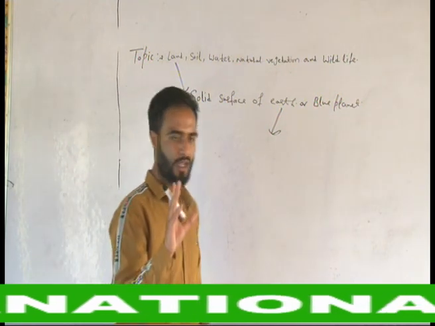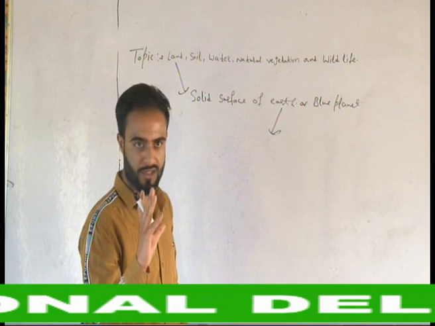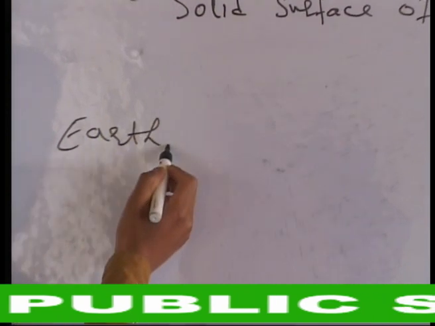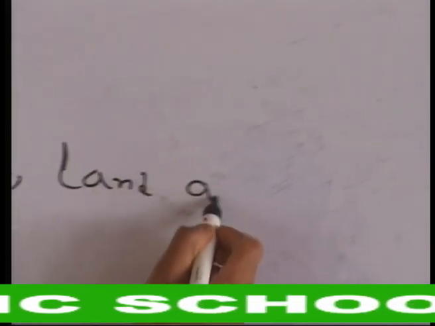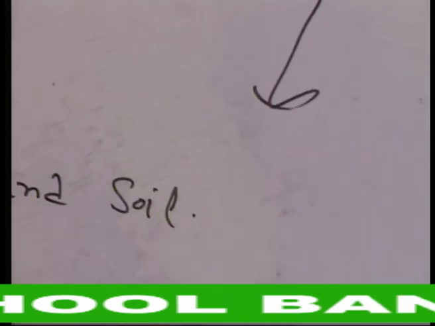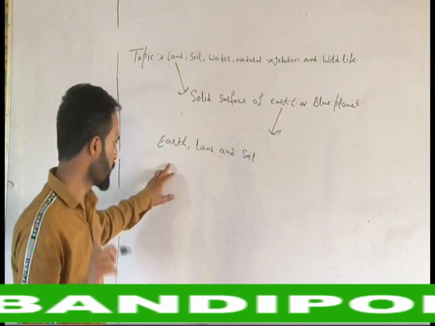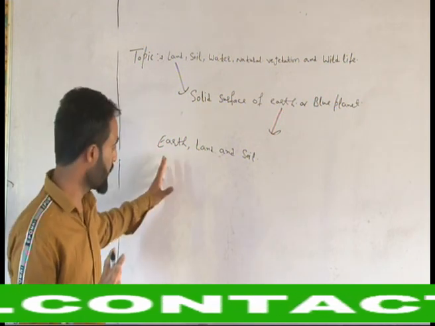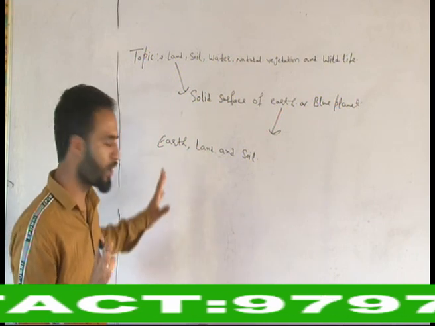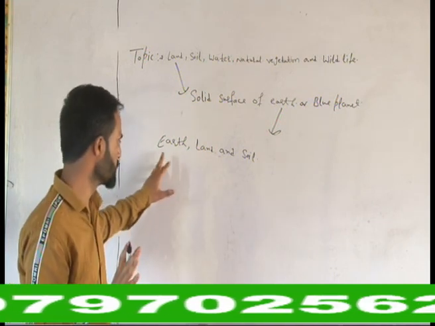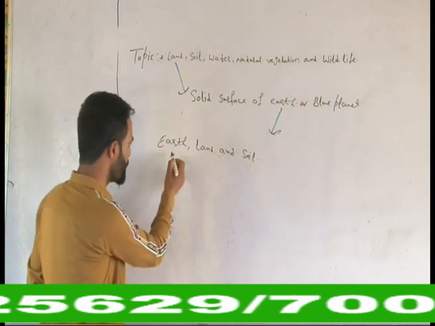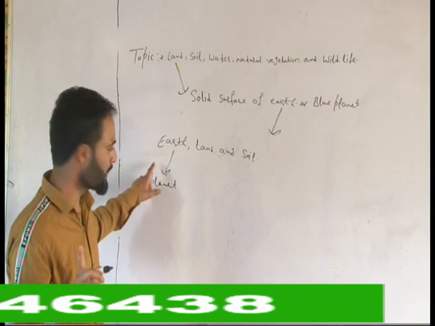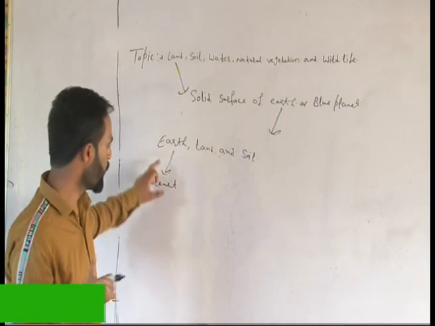Here I may first make it clear that there are 3 different terms basically: earth, land and soil. Dear class 8 students, just have a look keenly. Earth, land and soil. All these 3 terms are different in meaning. There is a lot of difference between these 3 terms. Don't get confused. Earth is a planet. Simply it is a planet, the only planet among the 8 planets of the solar system where life exists.